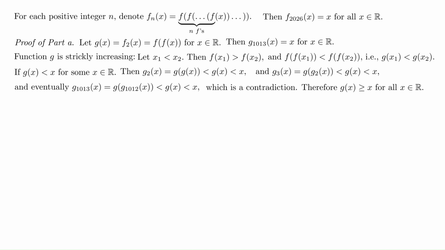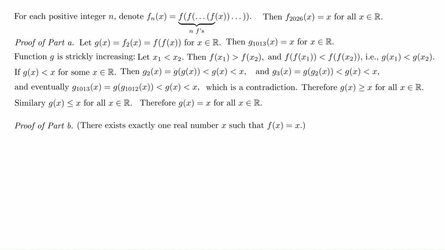Therefore, there are no real x such that g of x is less than x. And we got g of x is greater than or equal to x for all real numbers x. Similarly, we can prove that for all real numbers x, g of x is less than or equal to x. The proof of part A is complete. Proof of part B. As a quick recall, part B is to prove there exists exactly one real number x with f of x equal x.